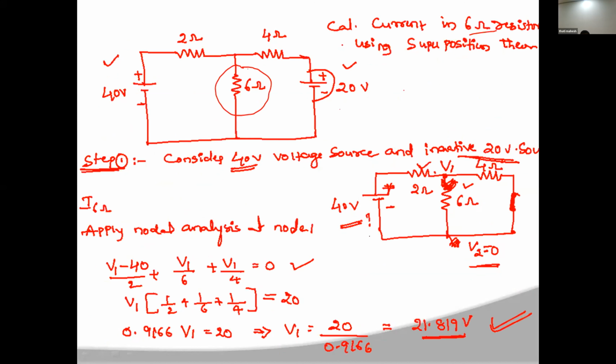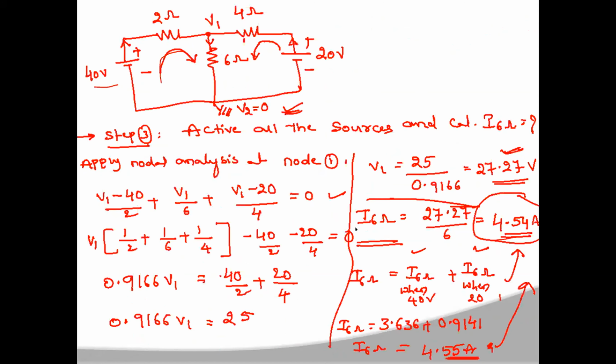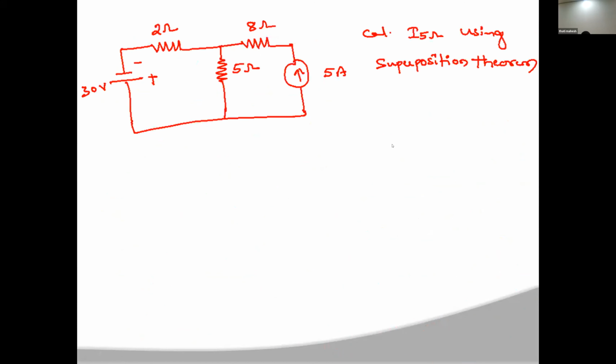That's why I'm applying node analysis here. Node analysis is simple; equation formation is simple. Okay? In the third case, I'm applying two activated sources. From 40 volts the current comes like this, and from 20 volts the current comes like this. So this current plus this current is nothing but the total current. All of you understand?